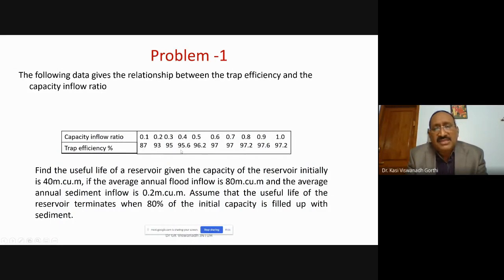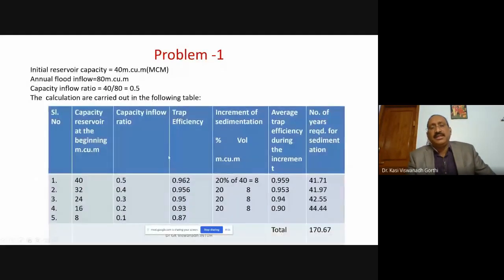Correspondingly, the trap efficiency is given. For example, for 0.5, it is 96.2%. For 0.1, it is 87%. Same thing is given here. The trap efficiency is given as 0.962, 0.956, 0.95, 0.93, and 0.87.